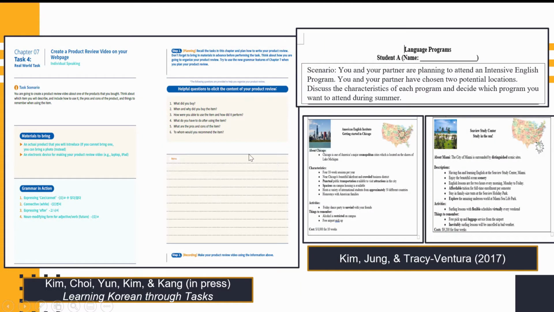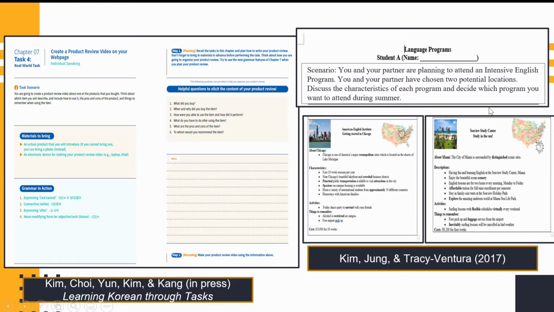And I'm going to share two task examples from TBLT perspective. The first example is from the textbook that I wrote with other colleagues, Learning Korean Through Task. In this task, students were asked to create product review video on their webpage. So it's very similar to YouTube. You probably have seen many YouTube videos that people reviewed the product that they bought and share what's good and what's not good, what's satisfied, what's not satisfied, right? So basically this task asks a student to produce such a video.